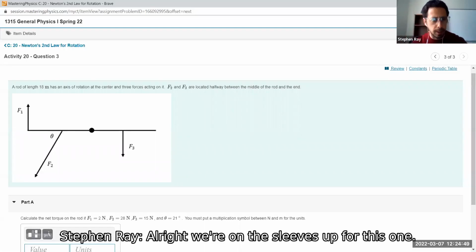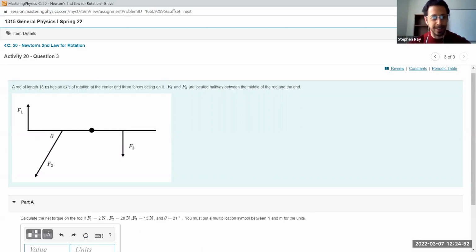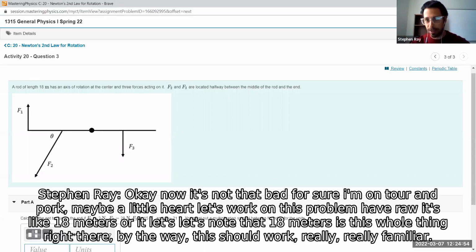All right, rolling the sleeves up for this one. Okay. No, it's probably not that bad. But we're talking about torque, and torque can be a little hard. Let's work on this problem.